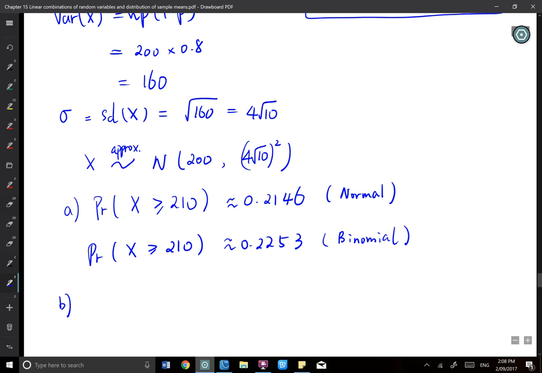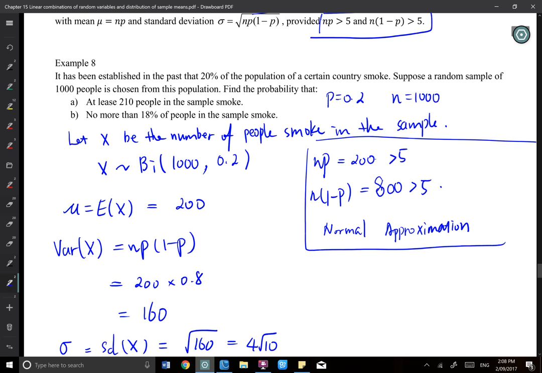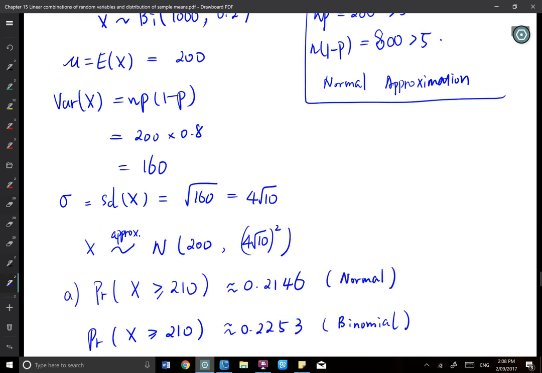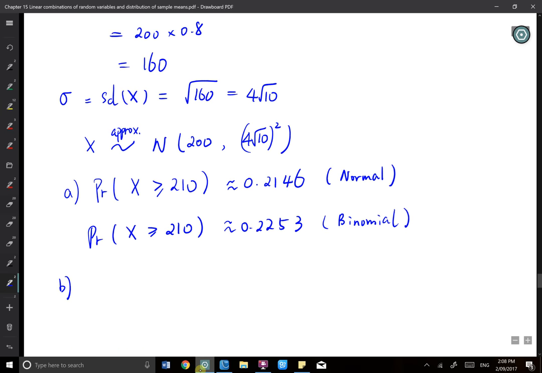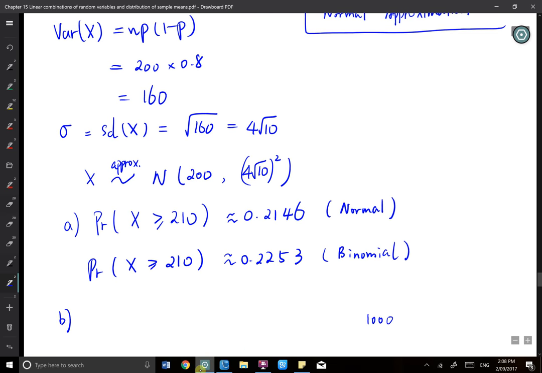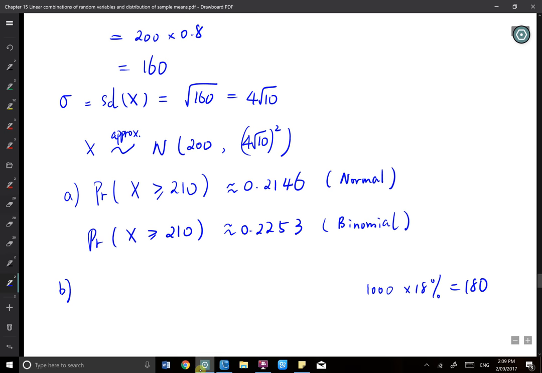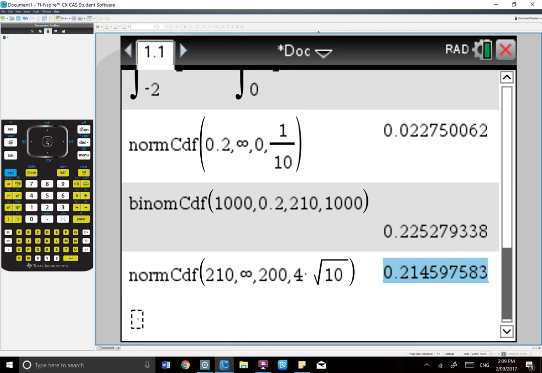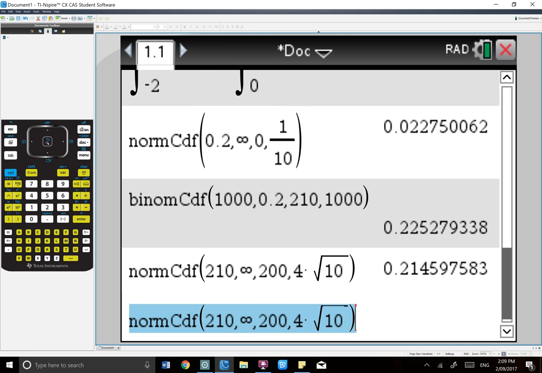Have a look at part B. B says no more than 18% of the people in the sample smoke. So 1,000 times 18% gives you 180. So I want the probability that X is no more than 180. 18% is 180 people. Therefore, I still use this normal CDF.